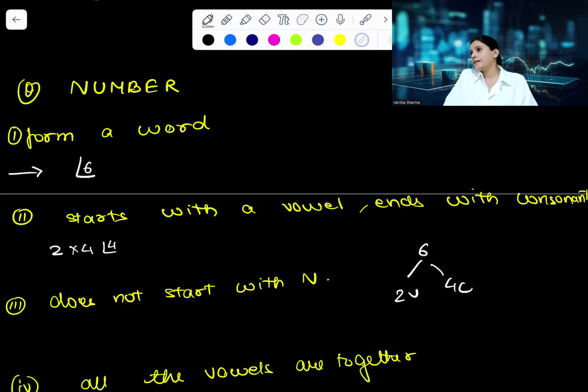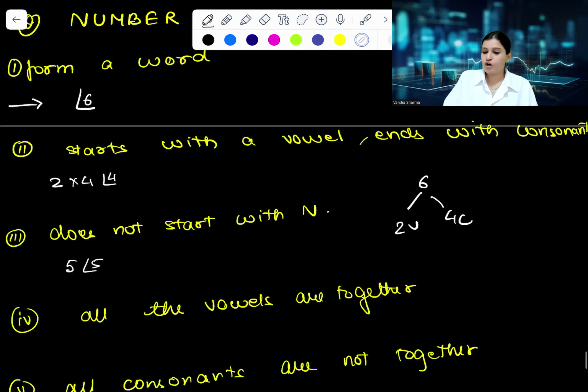Does not start with N. That means the first place is not allowed to be filled by N. It can be filled by anyone else. So the first place can be filled in 5 ways. Remaining 5 places, 5 factorial. Number 4, all the vowels are together. So we form the bundle of the vowels, 4 consonants and this bundle, 5 people. Those 5 people can be arranged in 5 factorial ways. And then the bundle has 2 vowels. They can arrange among themselves in factorial 2 ways.